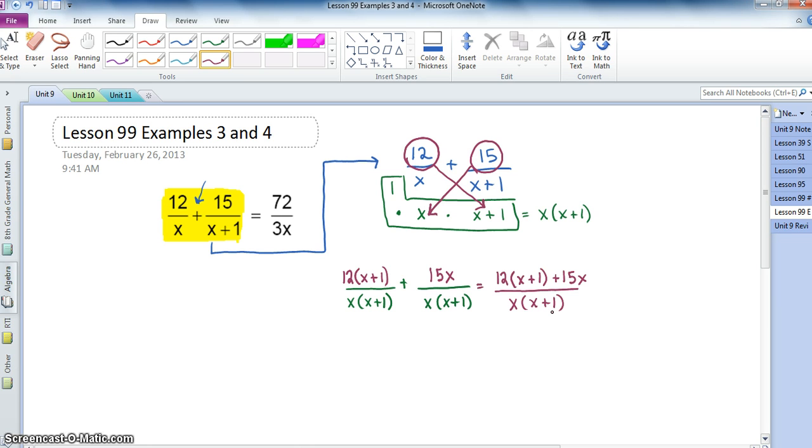My hope is that in your brain, or some of you probably out loud, said no. Because if you have addition or subtraction outside of parentheses, you cannot cancel. That's bad. You can never cancel over addition or subtraction. Doesn't work. So the only way I can simplify this is to distribute and then combine like terms. I get a 12x plus a 12 plus a 15x, and that is all over x times an x plus 1.